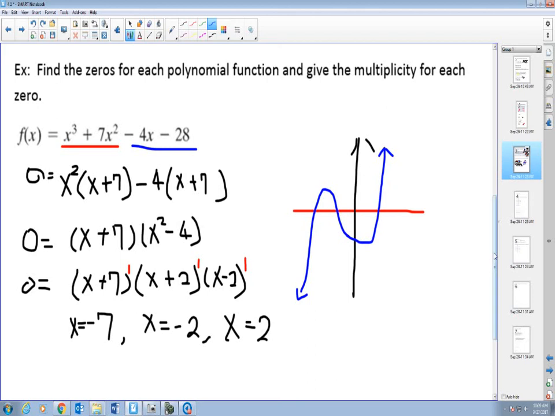Okay, that's what the even and odd multiplicity tells us: the behavior of your graph, or what it is doing around the x-axis. Does it cross or does it turn?